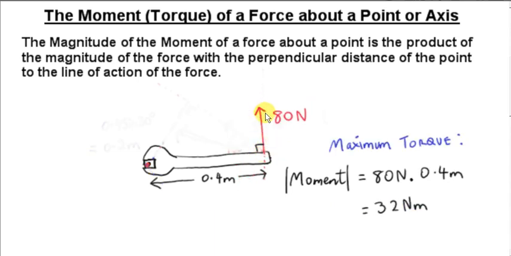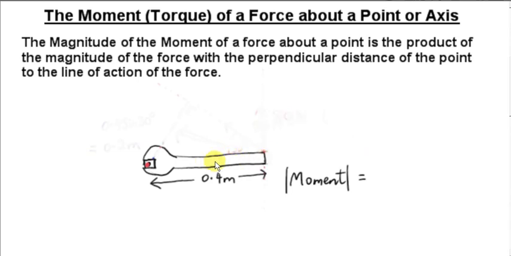So we can see that it's clear for this situation that the force that we applied must be applied at right angles to the arm of the wrench. That gives us the maximum moment of the force, or the maximum torque, which in this situation is 32 Newton meters. Another way to increase the torque, or moment of the force about a point, is to increase the perpendicular distance of the line of action of the force to the point. So we could increase the length of the arm of this wrench by slipping over the end of the wrench a hollow pipe. So we can extend the arm of the wrench.